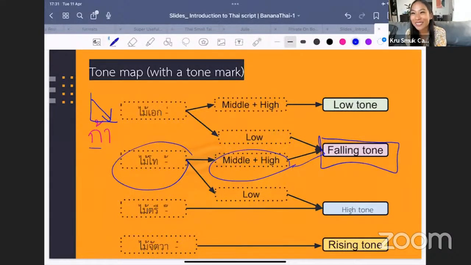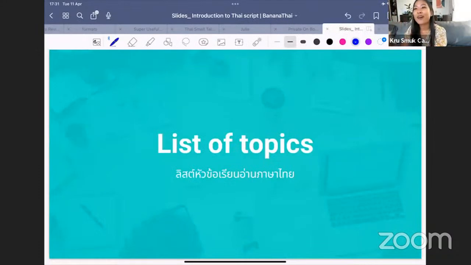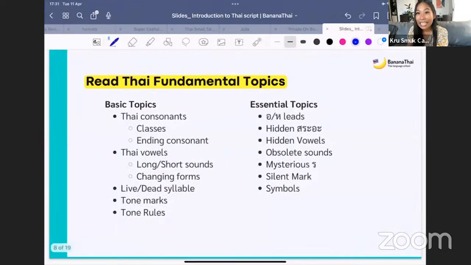Do you think it's possible? Yes, it's possible. Okay, so now let's move on. I'm going to list down the topics that I just mentioned. So you can take a look in case you want to learn on your own or look at all the free sources or other school sources or even BananaThai sources or courses. These are the topics that you need to go through.